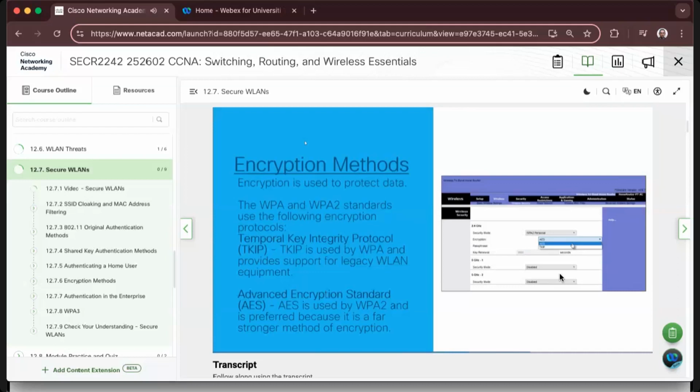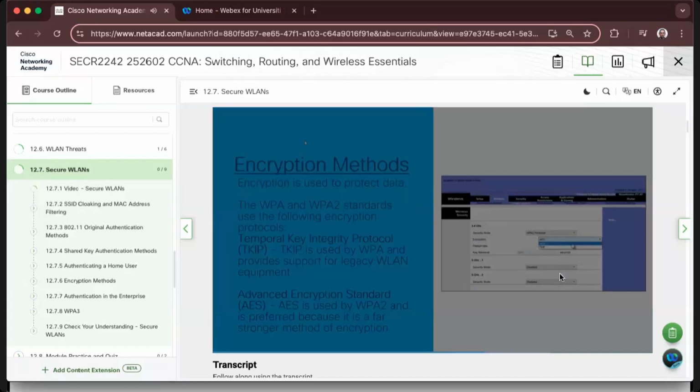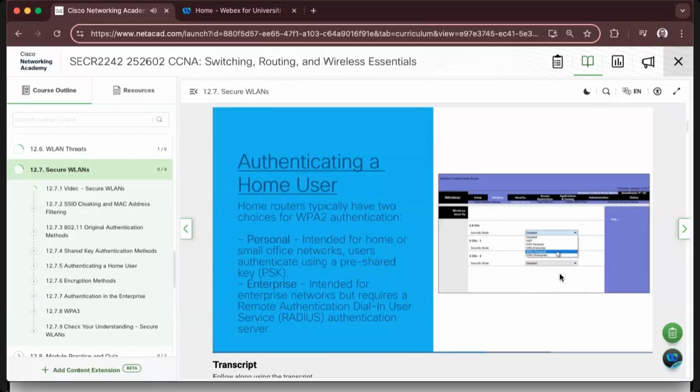AES is the encryption method used by WPA2. It's the preferred method since it's far stronger encryption. Now, when data is encrypted, you have to really capture that data and break through the encryption to get to the original data. So what should we use when deploying a home wireless LAN? First off, we're going with WPA2 authentication. We want the strongest authentication, WPA2 using AES encryption.